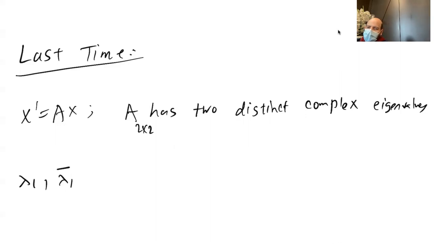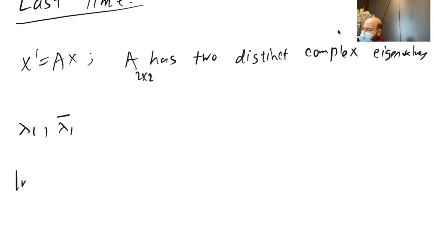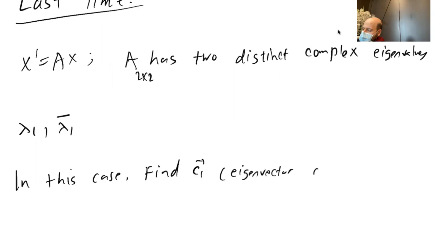By complex here, I mean non-real, because real numbers can also be considered as complex numbers. But when I say complex, I mean it's not real, so there is some imaginary part. That's what I'm assuming. And then we saw that in this case, we find c1, let's say an eigenvector corresponding to lambda 1, which is also a complex valued vector corresponding to lambda 1.